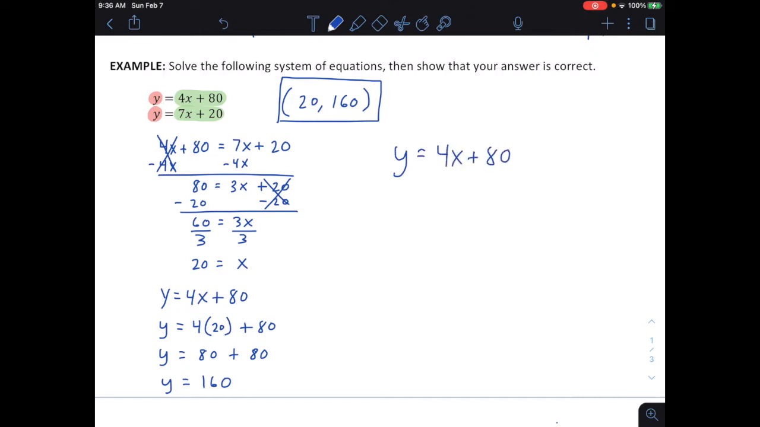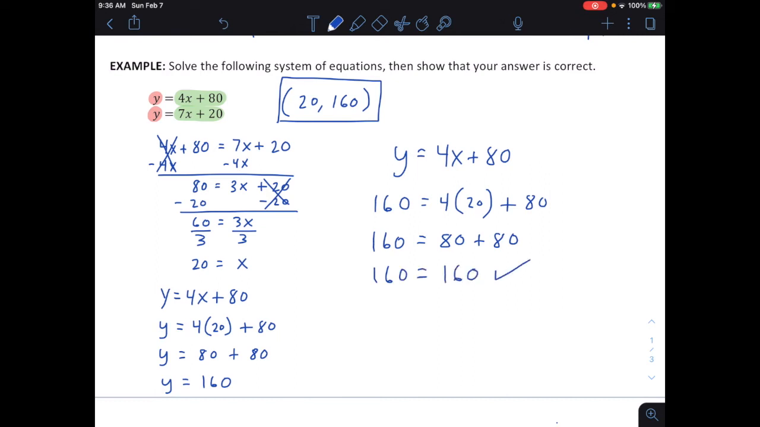And if I plug in my x and y values, I'm going to have 160 equals 4 times 20 plus 80. And we kind of already did this one, so we should be confident that this one's right, but we should check it anyway. So this is 80 plus 80. So 160 equals 160. Okay, so that checks off.